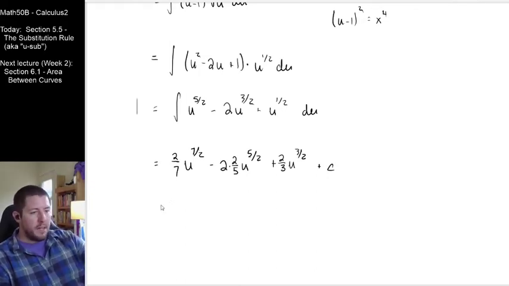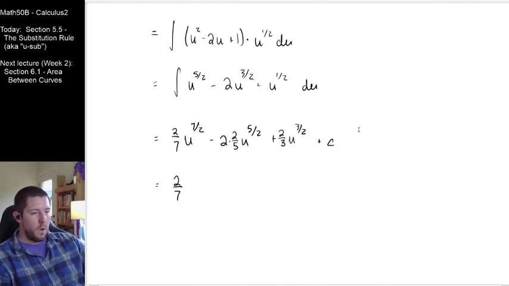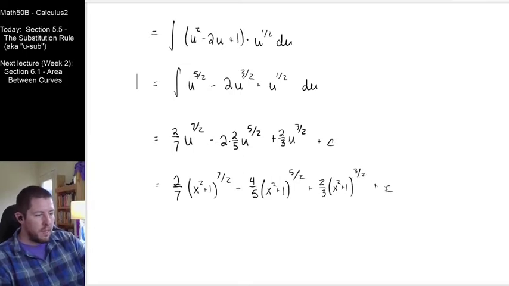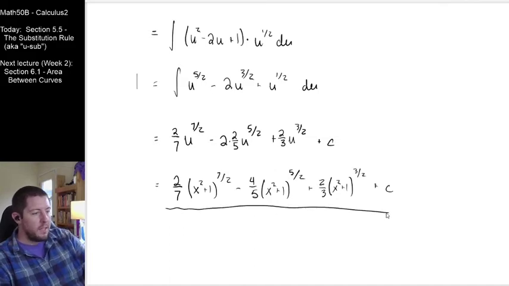I just got to rewrite this in terms of x and simplify some constant multiples, and we got this. So 2/7 times, gosh, I don't even remember what u was by now. U was x squared plus 1. So 2/7 times x squared plus 1 to the 7 halves minus 4/5 x squared plus 1 to the 5 halves plus 2/3 x squared plus 1 to the 3 halves plus c, right? And I think this is also awesome because this is a pretty scary expression.